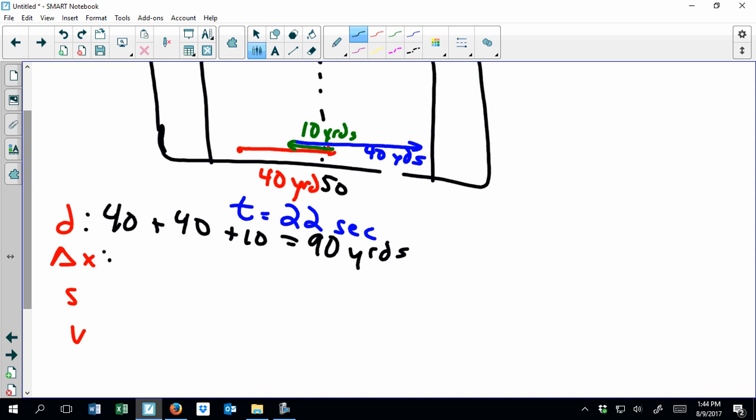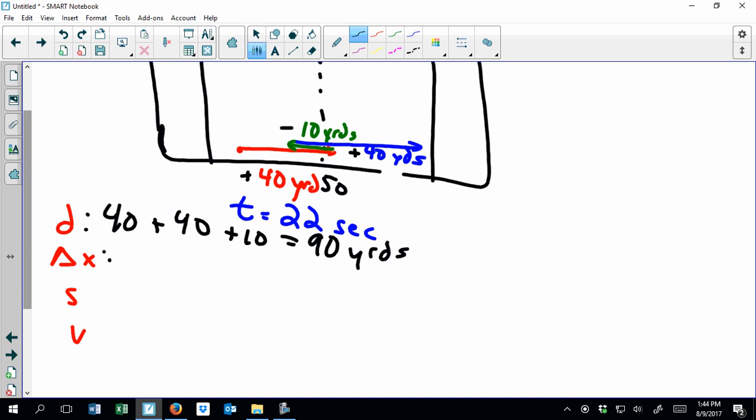For displacement, it's a little different. We actually have to assign a direction, sort of a positive or negative, to each one of these legs. So I like to make towards the right positive. It's just the way I was raised. So I'm going to say that to the right, that 40 yards is positive, but then he lost those 10 yards. He had to cut back. So he has a negative 10 yards and then another positive 40.